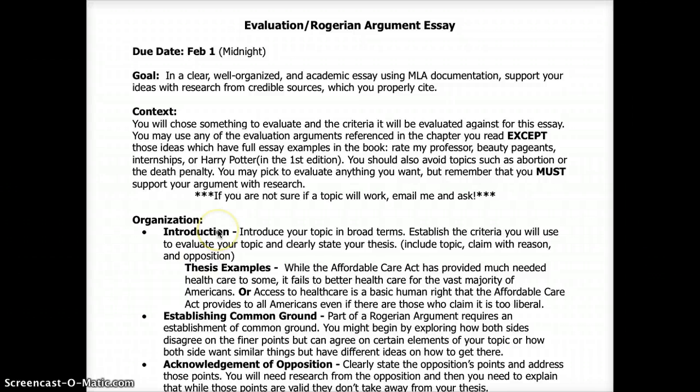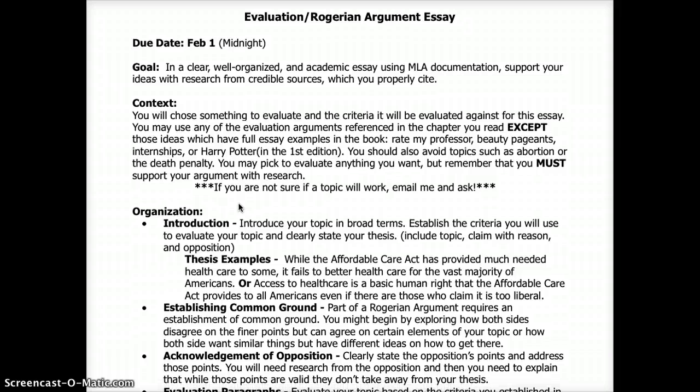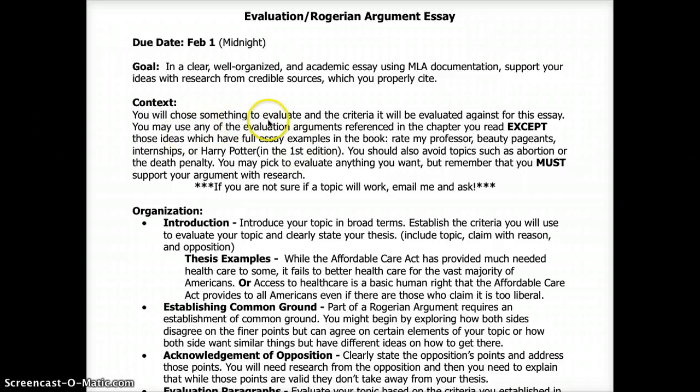Okay, I want to talk just a little bit about your evaluation Rogerian argument essay. Ultimately, there are two things that you have to do. One, you have to evaluate something based on a set of criteria that you're going to set up in this essay. The other thing is that you have to acknowledge your opposition and find some common ground.